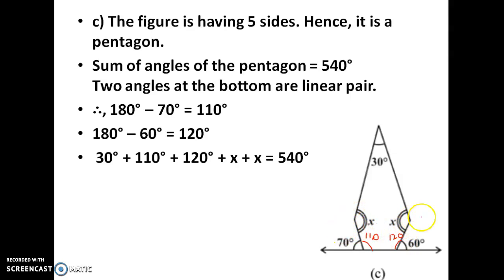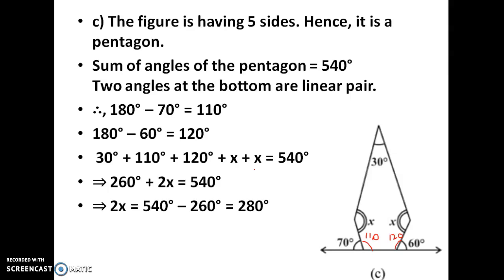Both are x, both are equal. So we can write x plus x, which is 2x. So you can write it as 260 plus 2x equal to 540. Bring this 260 to the other side of the equal sign, putting it with a minus. So 2x equals 280. We want x, so you have to divide by 2. So x is equal to 140. That's the answer.